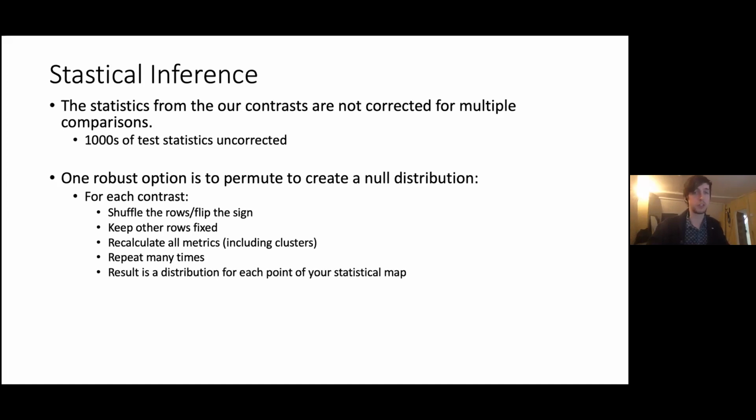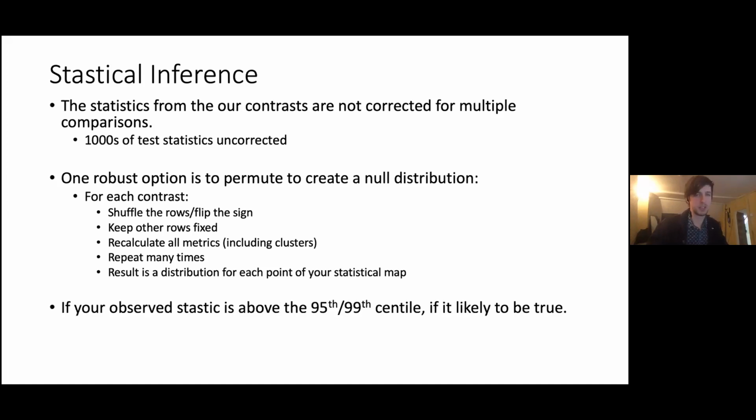And you get a null distribution for each point in your statistical map. If your observed statistic is above a given percentile that relates to your alpha level, so for p equals 0.05, you would look at the 95th centile for each null distribution for each point. And if it survives that, it's likely to be true.